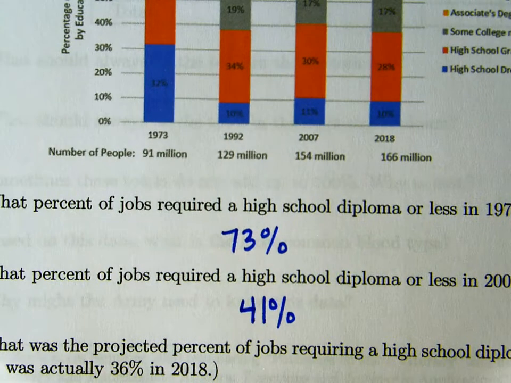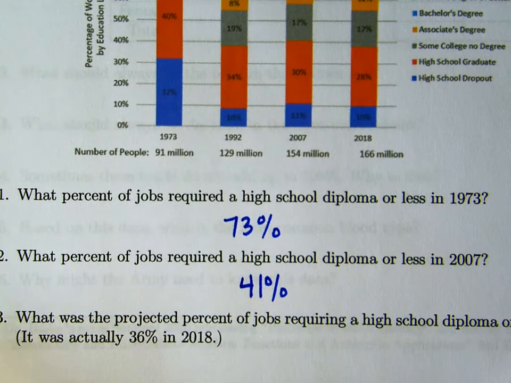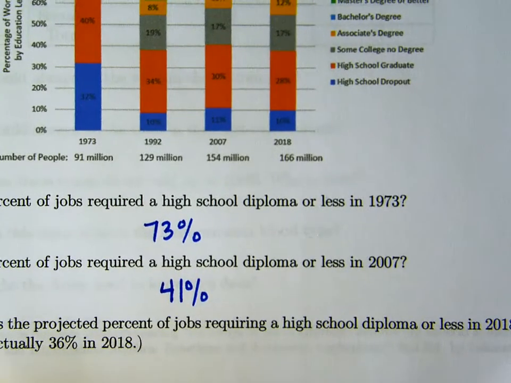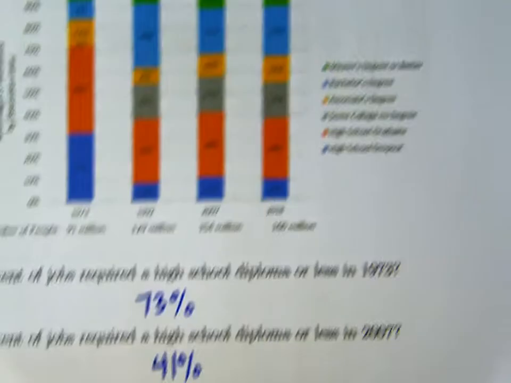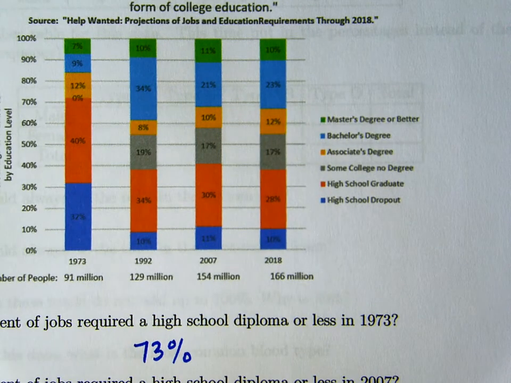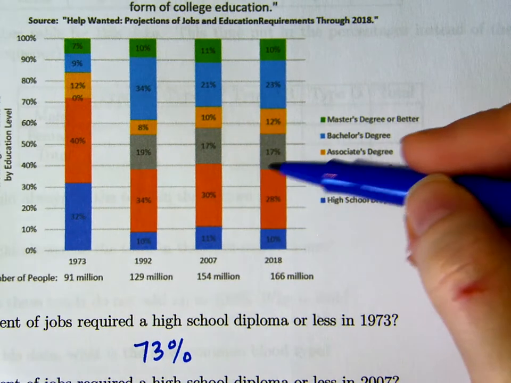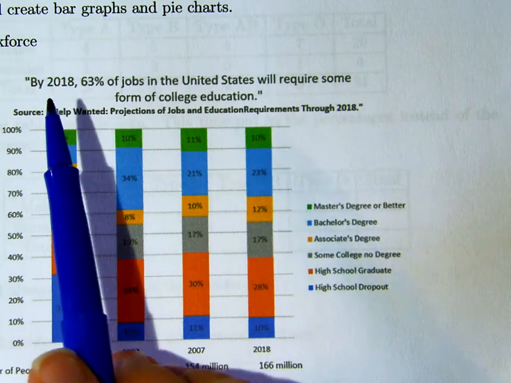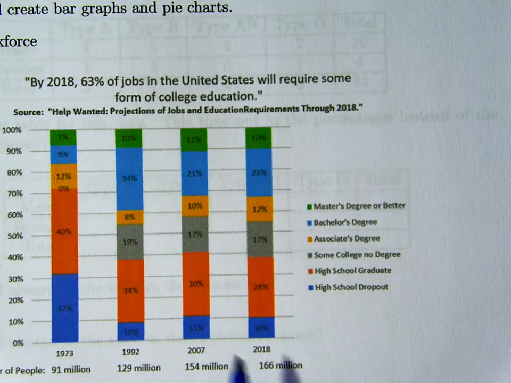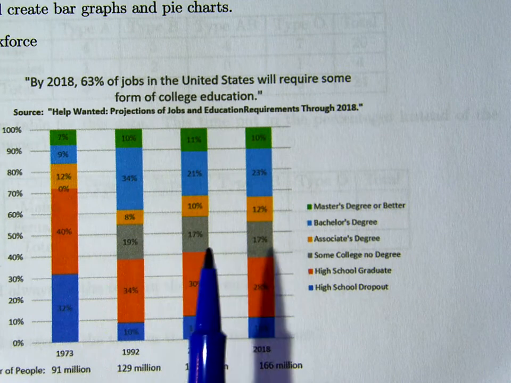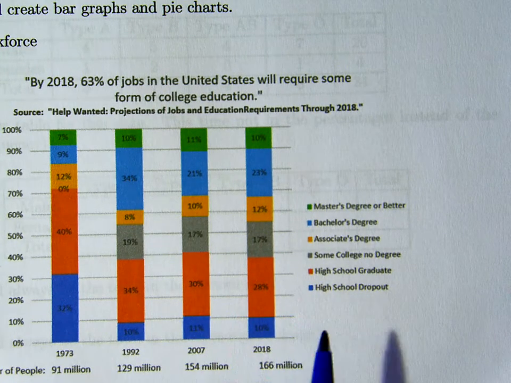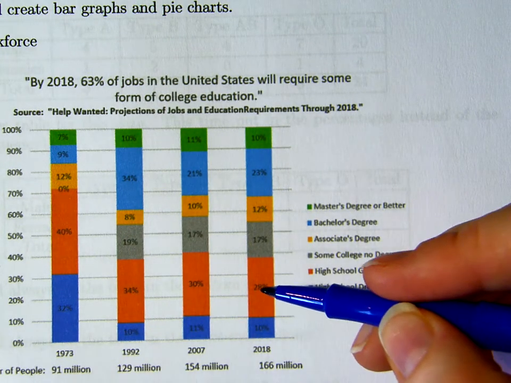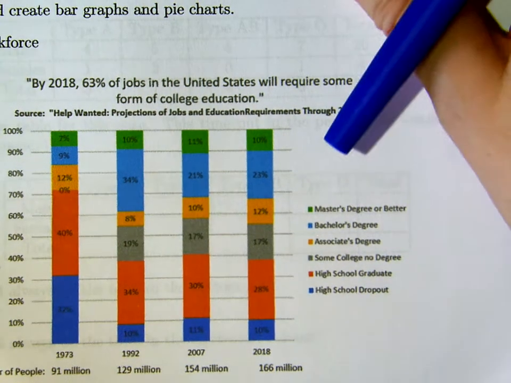And then it says, what was the projected percent of jobs requiring a high school diploma or less in 2018? Okay, so now we're going to go back up here to 2018, and this was a projection because remember, they had published this before 2018. This was the data they were running with, and then they were using a model to predict this percentage. So it looks like 28% in addition to 10%, that's 38%.